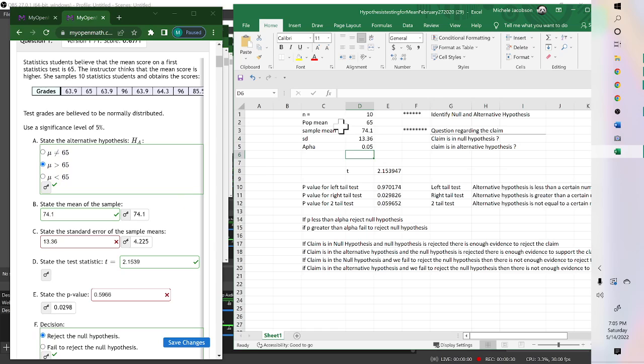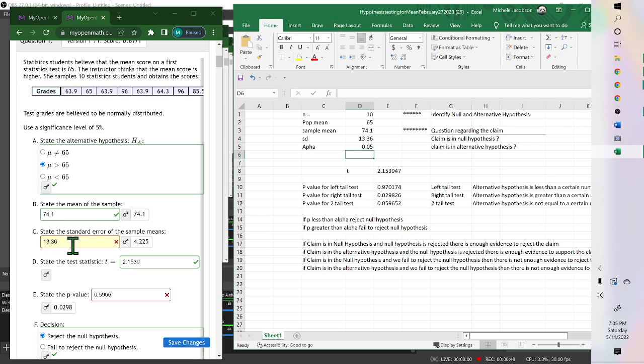Now I plugged in the values. Our sample size was 10. The population mean is from your hypothesis, which is 65. You had already found the mean, which was 74.1, and the standard deviation was 13.36.